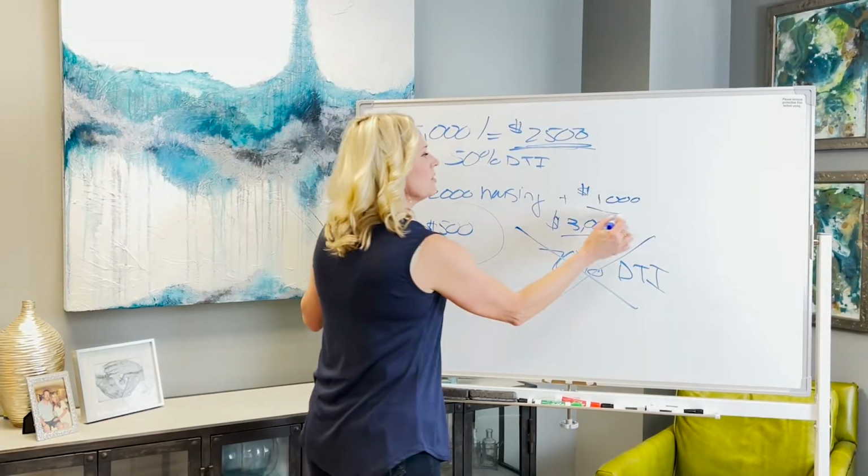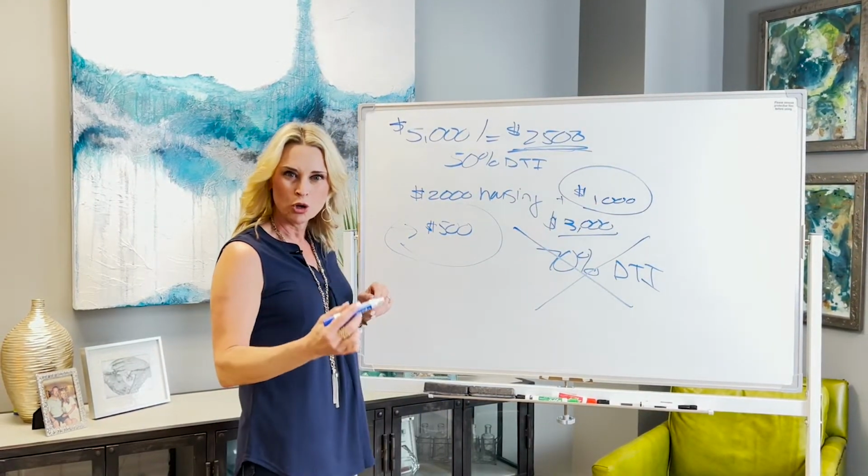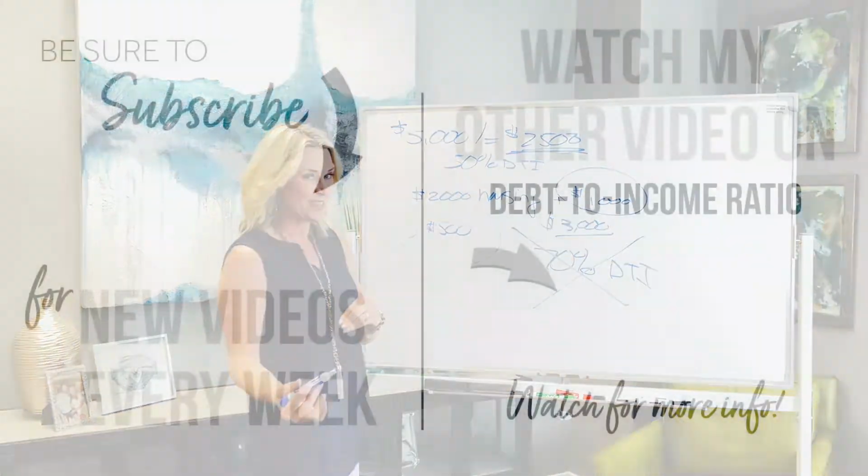So all these other debts are really important when it goes into the home loan equation for debt to income ratio. If you have questions, reach out.